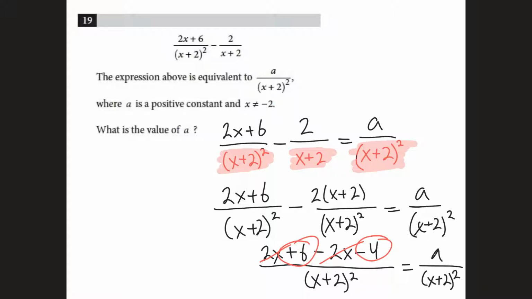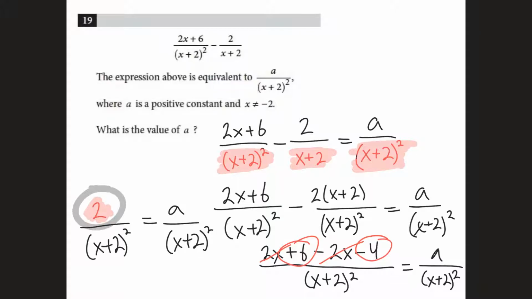Well, 6 and negative 4 is going to total to 2, and then I'm going to have 2 over x plus 2 squared equals a over x plus 2 squared. And it should be pretty clear that if the denominators are the same, then the numerators must also be the same. So the value of a is 2.